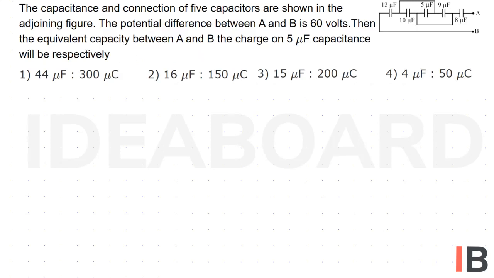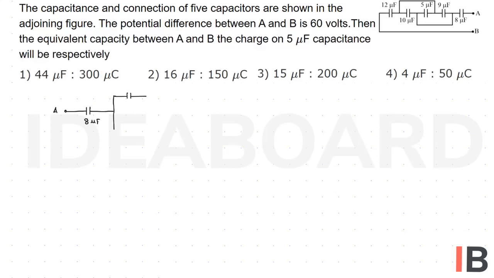This is a mixed grouping of capacitors, and let us redraw the equivalent circuit of the combination, the equivalent circuit between A and B. This is the 8 microfarad capacitor, and 9, 5, 10. So 9, 5, 10, they are in parallel.